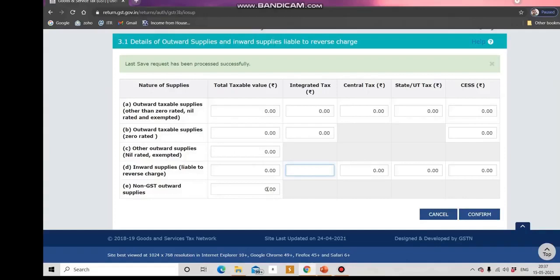Non-GST outward supplies are different from nil-rated or exempted supplies. These goods or services are not at all mentioned in the GST rate notification. Not at nil rate, they are not mentioned at all. So such supply of goods and services taxable amount we have to enter over here. Also reimbursements done and taken by the client, that also no GST is payable. So that also needs to be entered in non-GST outward supplies. So this is it with regard to table 3.1.